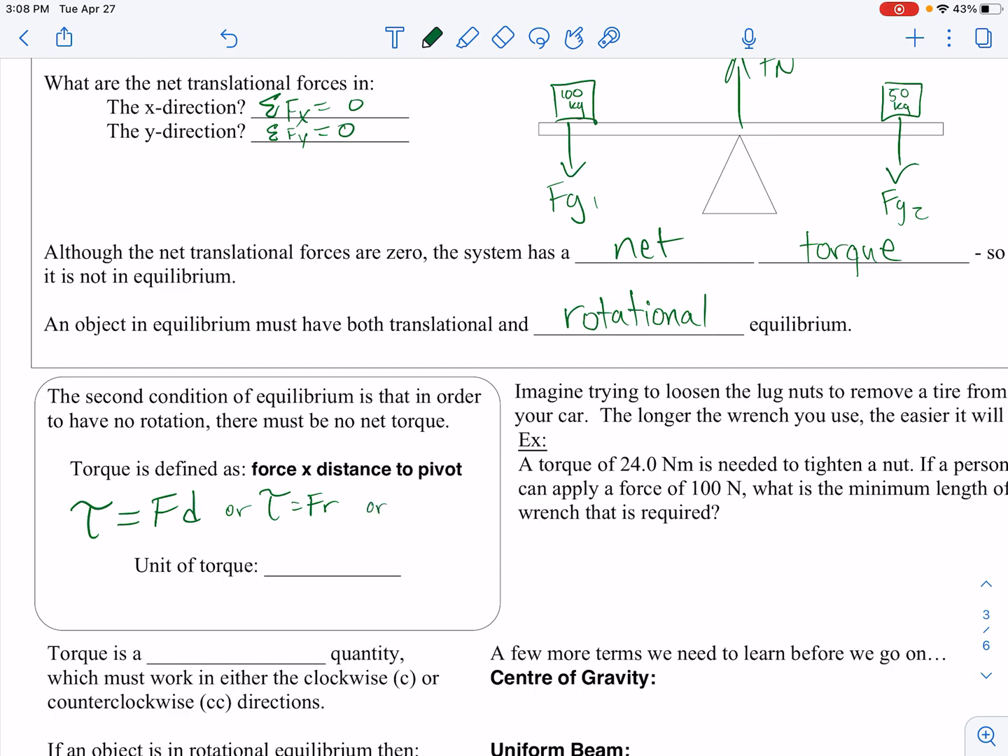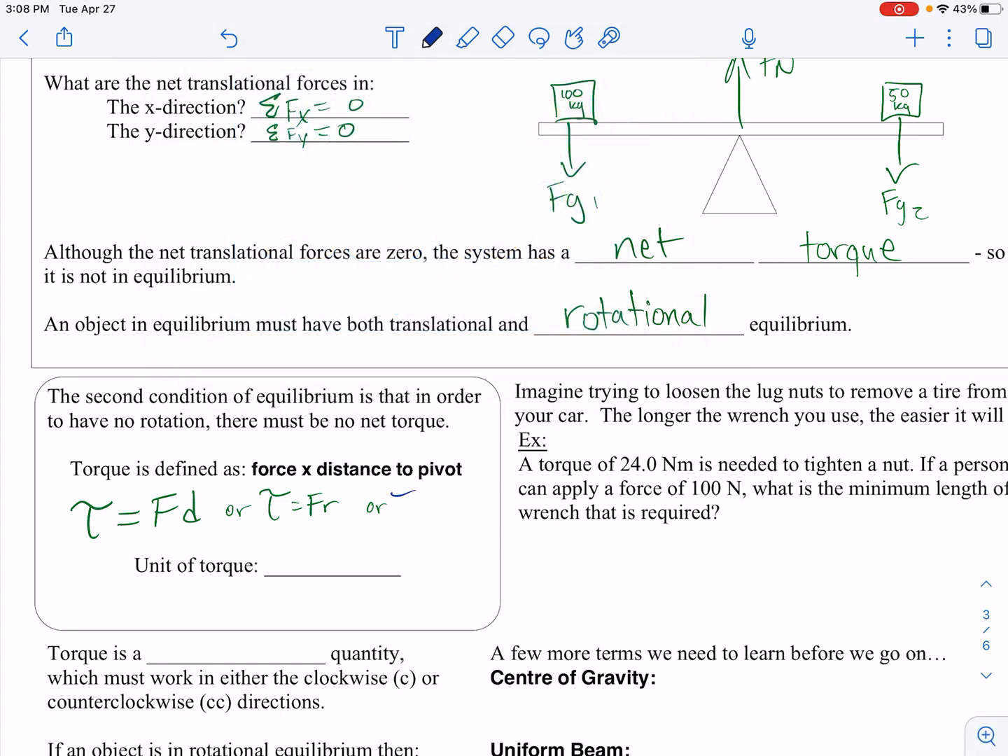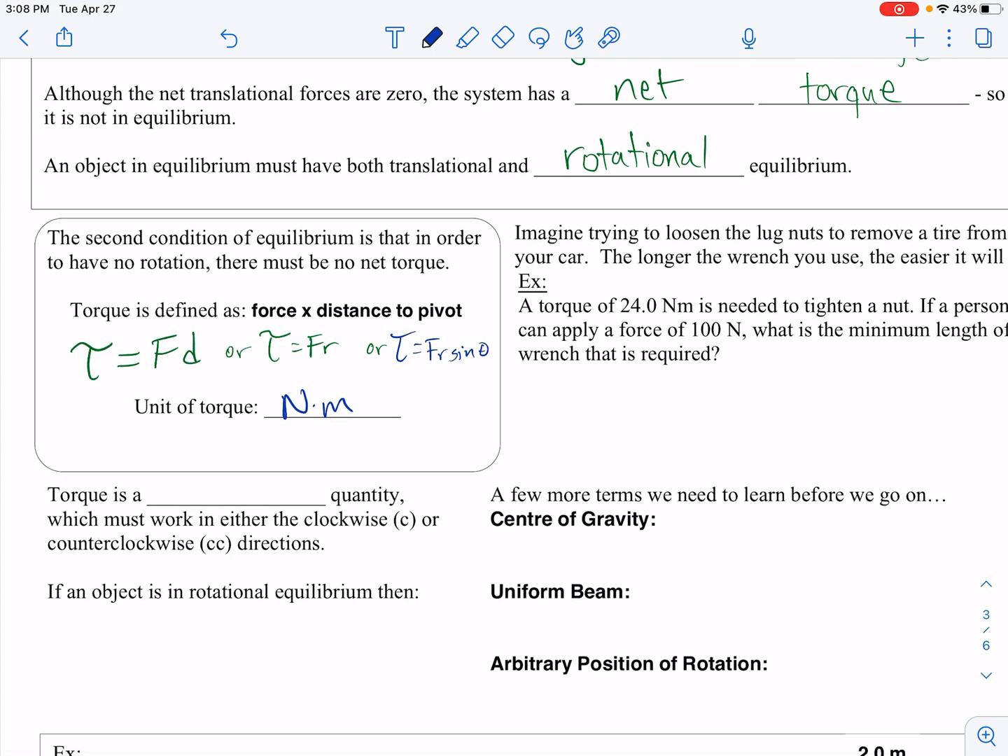And then if we have an angle, you can also define it as F R sine theta. Our unit for torque is going to be Newton meters. A couple things: torque is a vector quantity, with magnitude and direction, just like force.